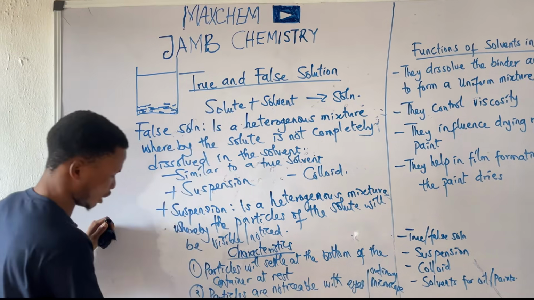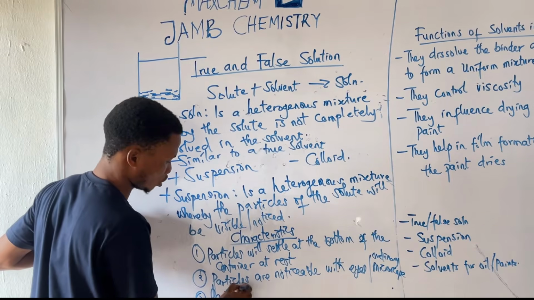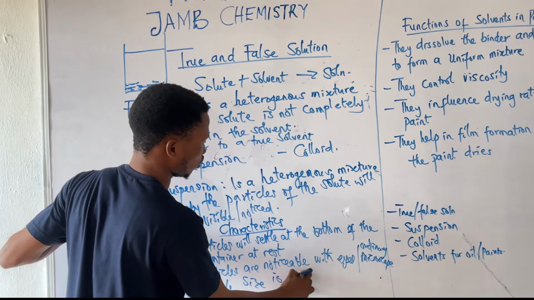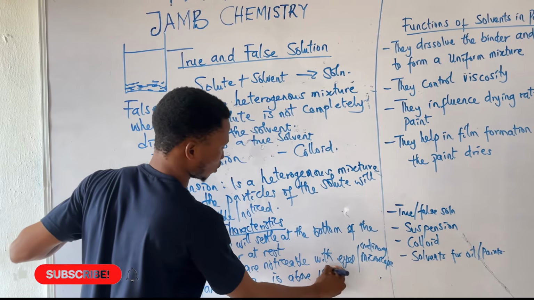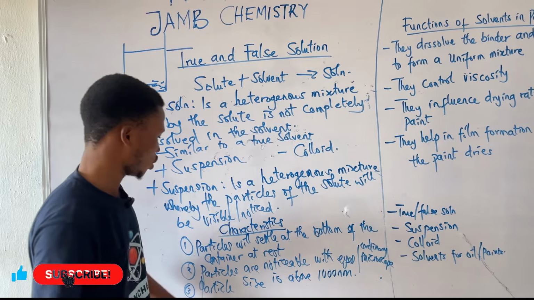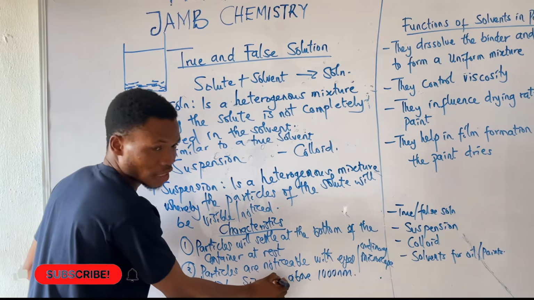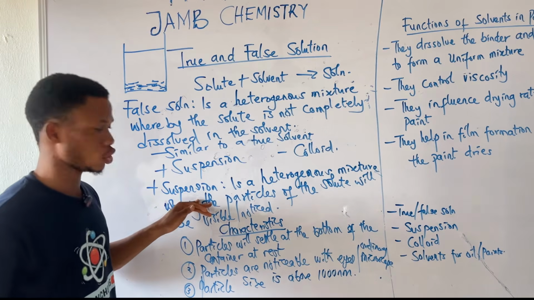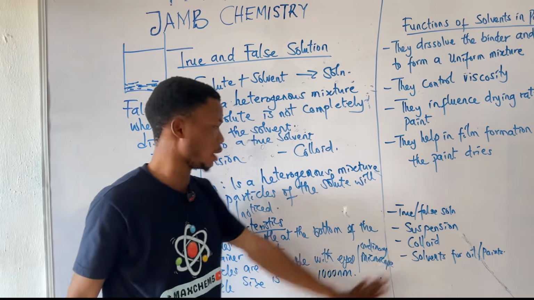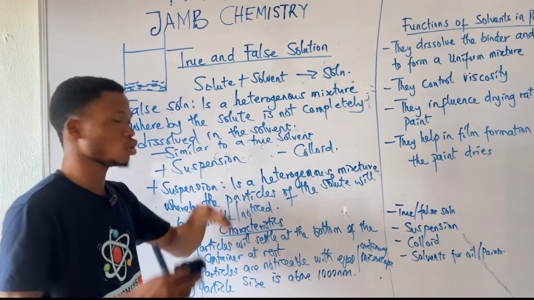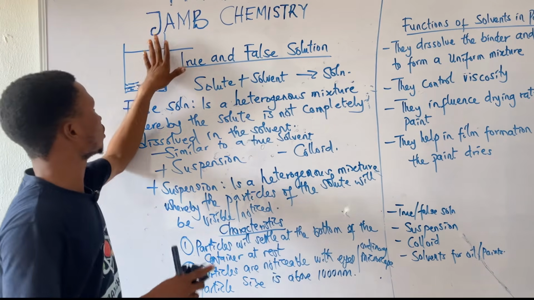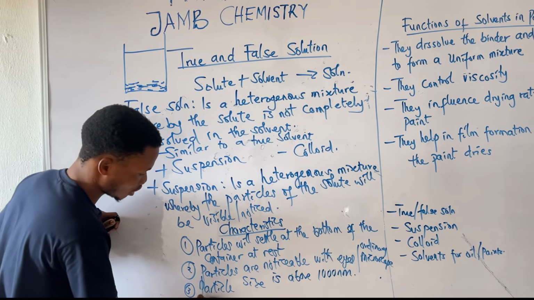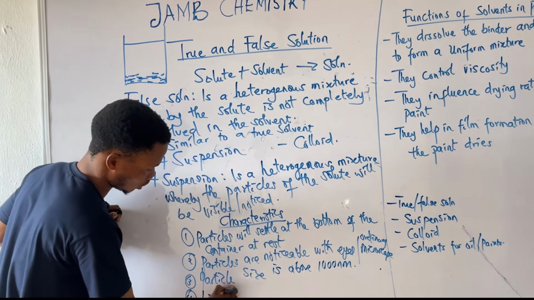And the particle size is above 1000 nanometer. So the particle size is above 1000 nanometer. All right, so this is suspension. It is a heterogeneous mixture whereby the particles of the solutes will be visible in the reaction. Then you should know that there is light scattering.